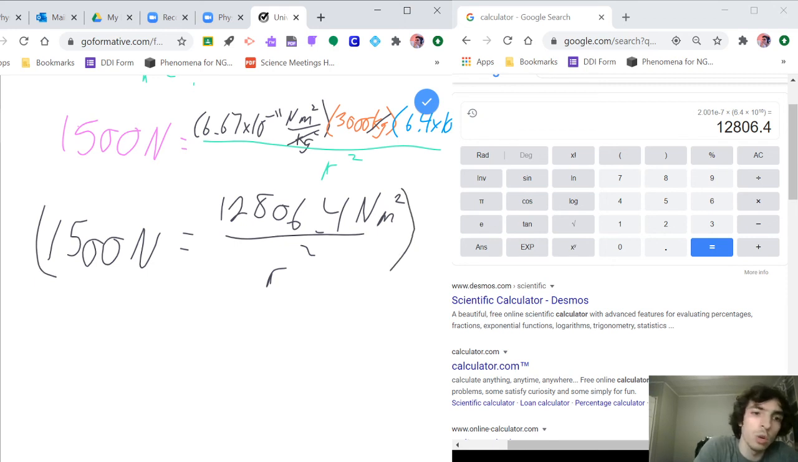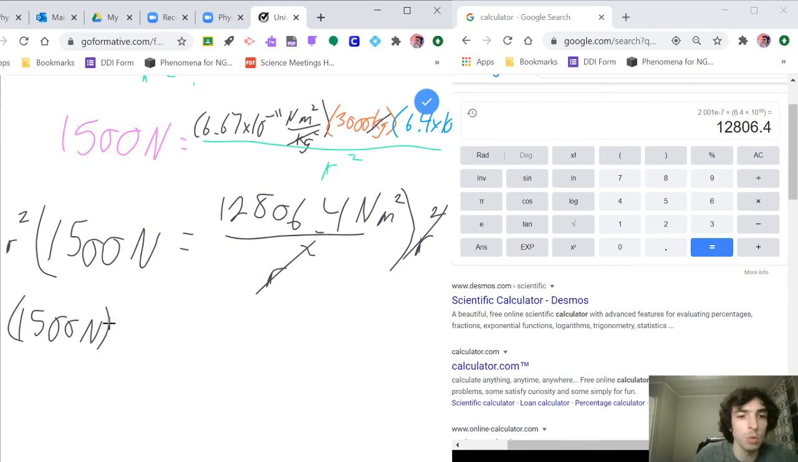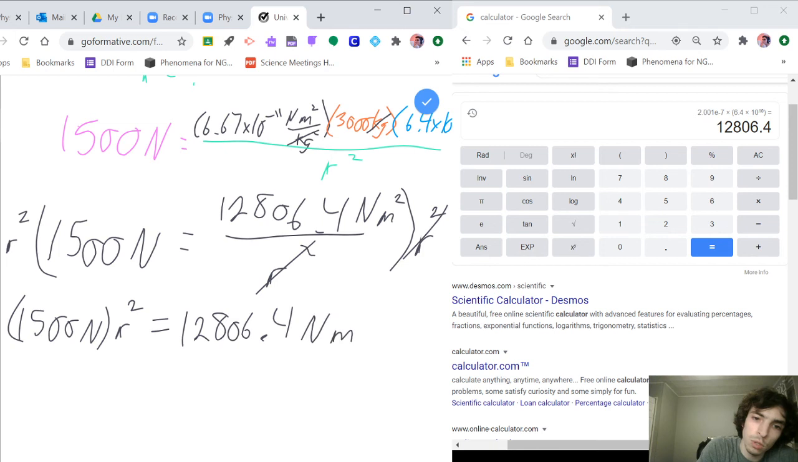So what we're going to do, let's multiply both sides by r squared, just like we have in the past, but we've usually had a number there. But that's going to cancel out our r squared here, and that's going to leave us with 1,500 newtons. And I'm just going to put that in parentheses to keep my units, newtons, straight, from our variable for that distance times r squared. And that's equal to 12,806.4 Newton meters squared.